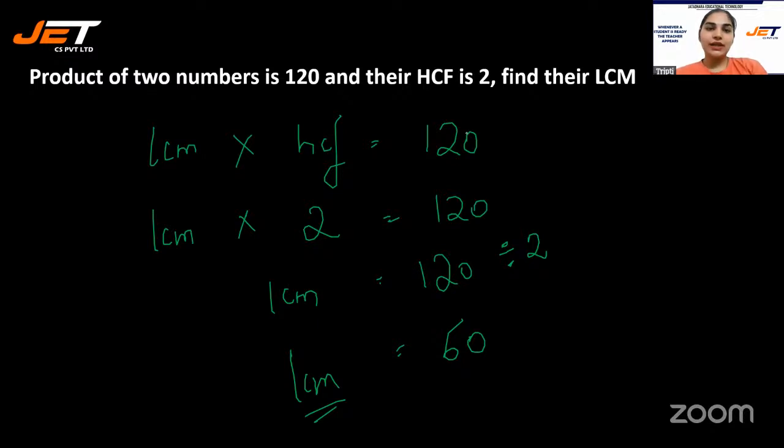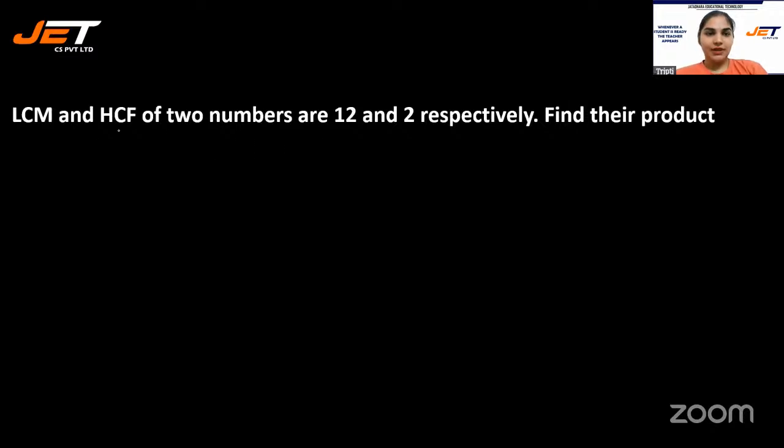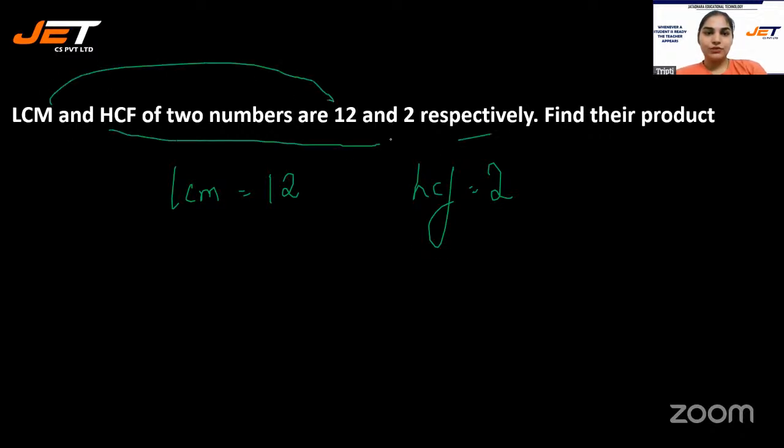Now let me take you to the other kind of question. LCM and HCF are given to us this time. LCM and HCF of two numbers are 12 and 2 respectively. LCM is 12, HCF is 2. When it says respectively, that means the first goes for the first one and the second goes for the second one. Find their product. Super easy.